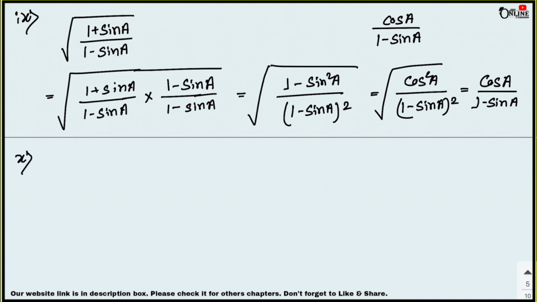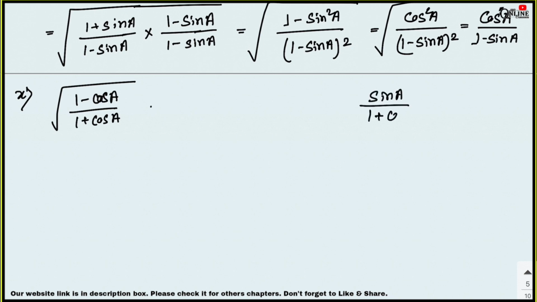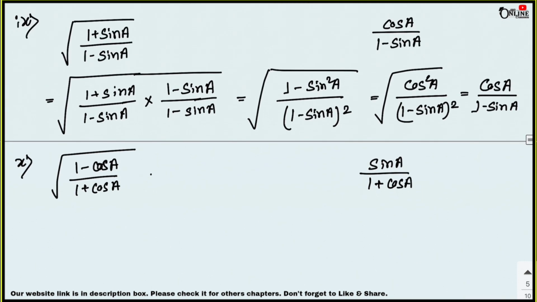Now next one, sum number 10. Sum number 10, again you have 1 minus cos A by 1 plus cos A, that one equal to, show that sin A by 1 plus cos A. That means in that case here you have to multiply 1 plus cos A up and down. Okay, this sum is the same as the previous one, so I hope you can solve it.